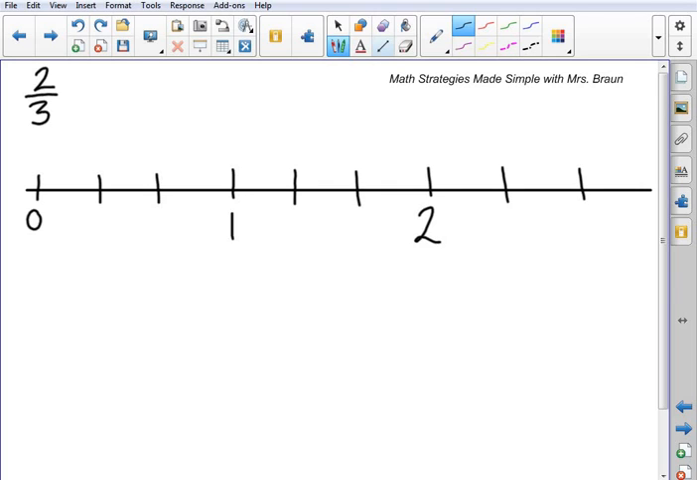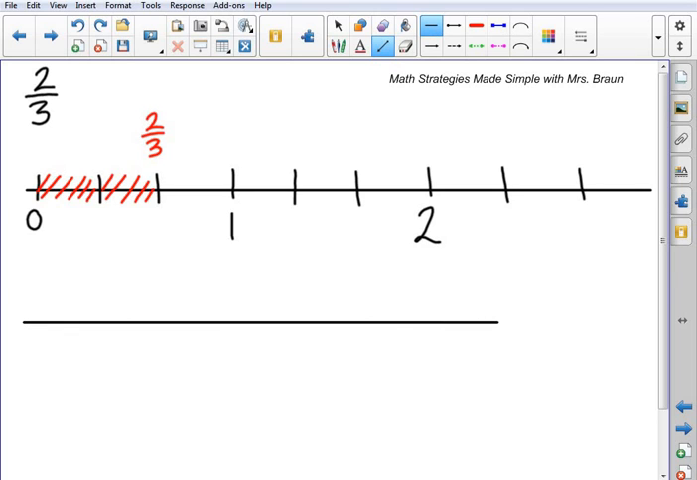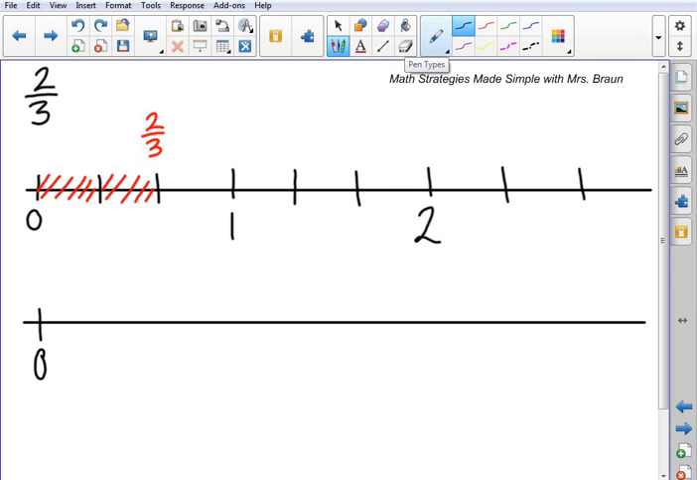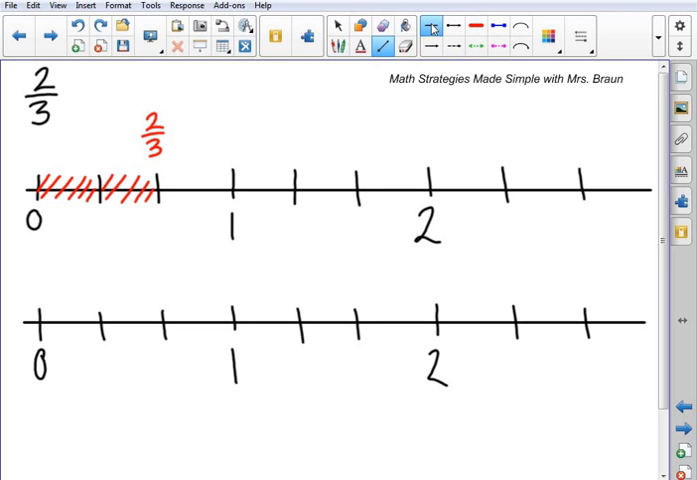And then I'm going to shade in or mark where my 2/3 is. So here's my 2/3. So that means I'm looking at this part of the whole. Now I need to find an equivalent fraction. So I'm going to come down here. I'm going to draw another number line. And I'm going to put my 0s and my 1s and 2s, line them up right underneath where the top one is for 2/3. Because again, remember, we're looking at those same size wholes so that we can get an accurate comparison or equivalent fraction here.